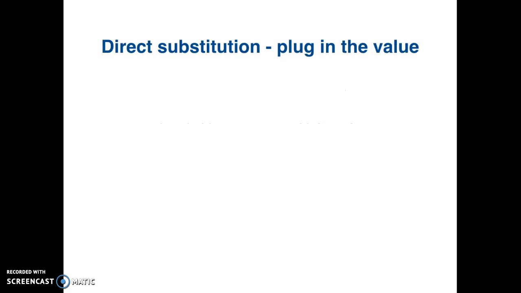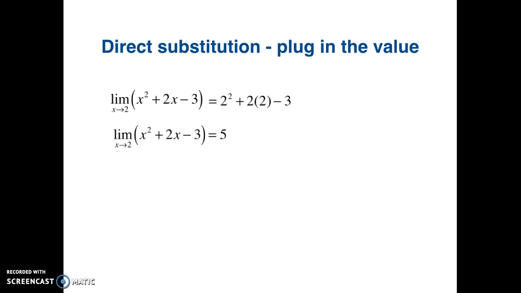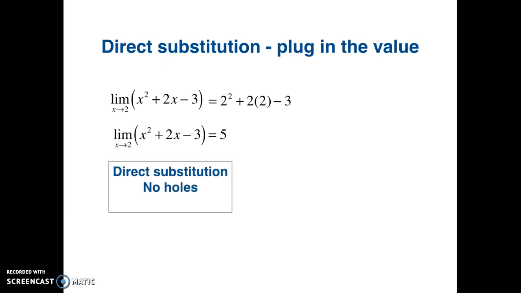Here's the first direct substitution example. So again, direct substitution means plug in the value. The limit as x approaches 2 of x squared plus 2x minus 3. When we plug in that value, it comes out to 5. So the limit as x approaches 2 of x squared plus 2x minus 3 equals 5. We use direct substitution. There's no hole at our x location, therefore it is a reachable limit.